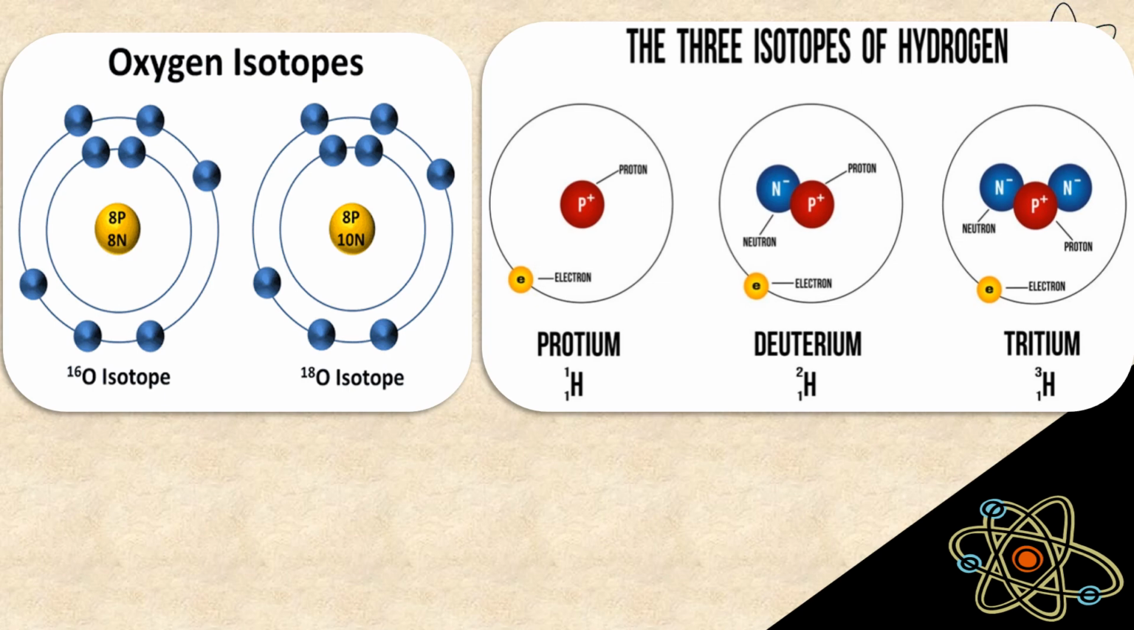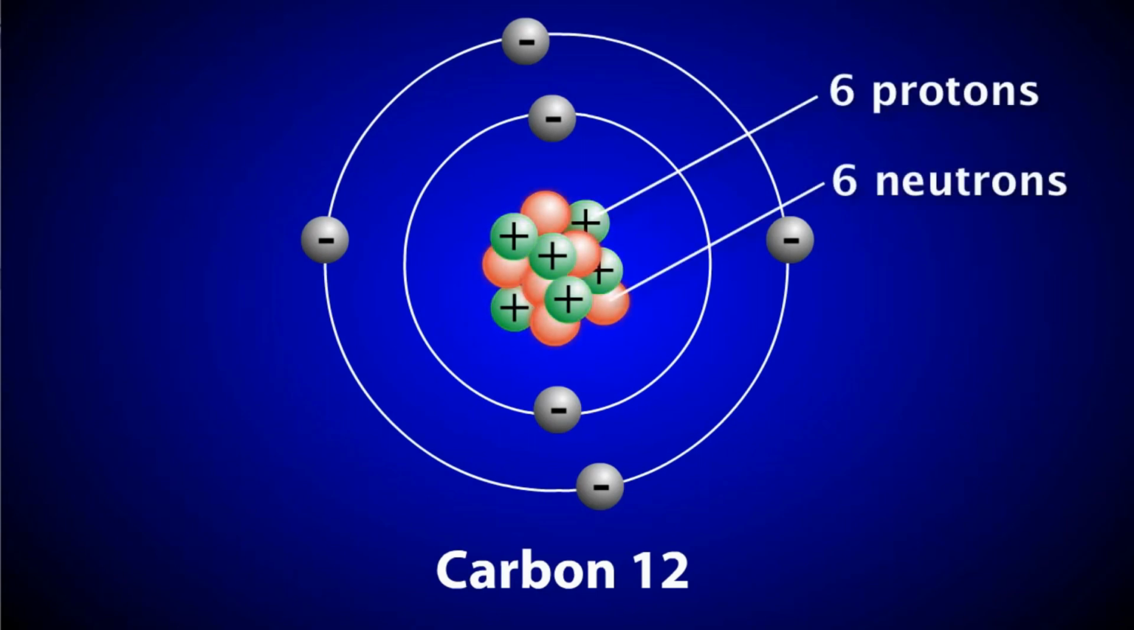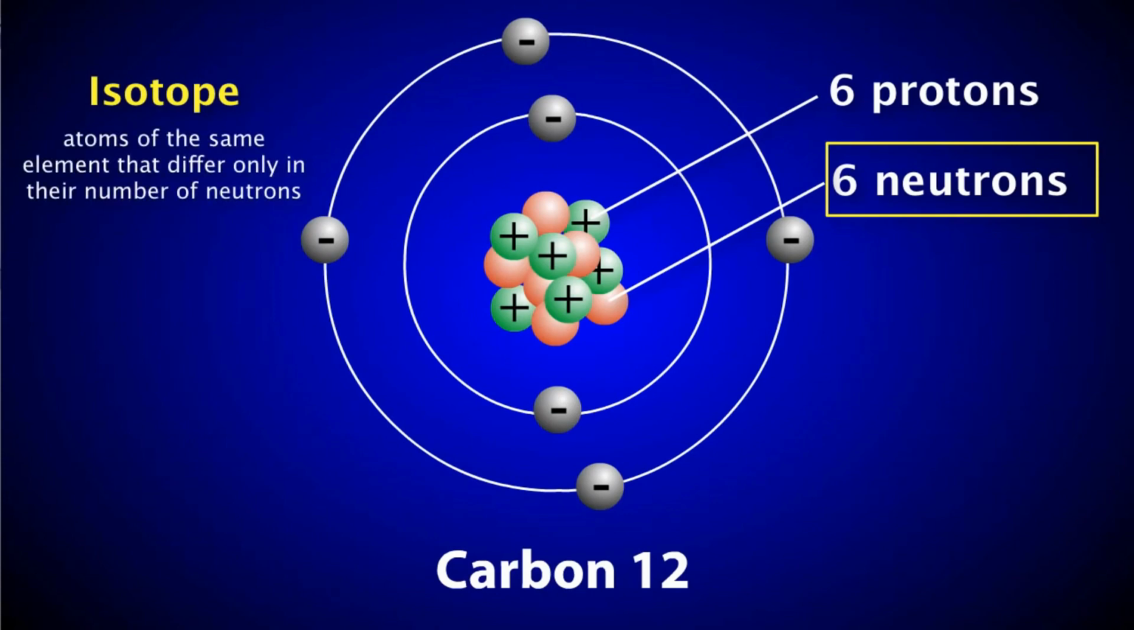Alright, next let's understand more about isotopes with this video. For instance, here's an example of a carbon atom in its most common form. Notice that it has 6 protons and 6 neutrons in its nucleus. The fact that it has 6 protons is what makes it an atom of carbon. However, the number of neutrons can vary between individual carbon atoms. These variations are called isotopes. Isotopes are atoms of the same element that differ only in the number of neutrons present in the nucleus.